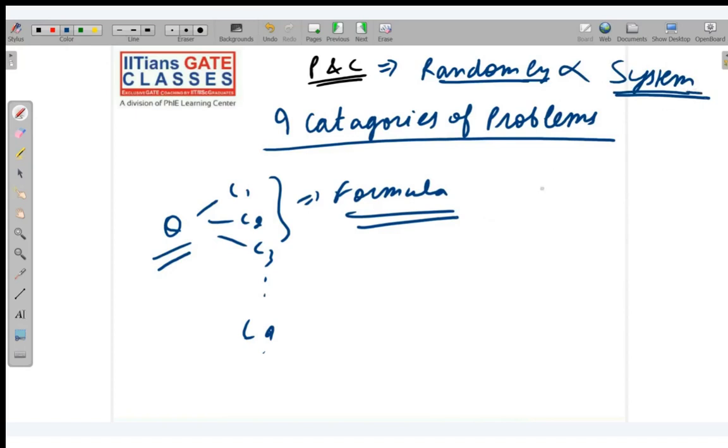Here you just have to identify which category the question belongs to, simply apply the formula, and get the answer. How you will identify the category, don't worry, we will solve lots and lots of questions. By experience you will get more clarity. That is the basic approach I will follow to teach permutation and combination.